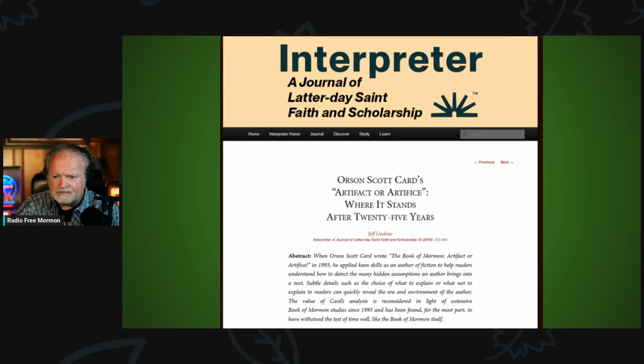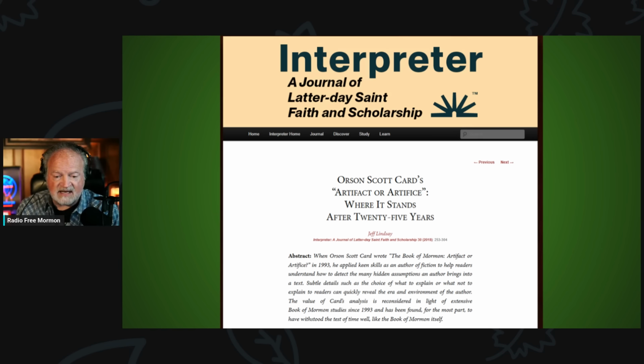So the next slide goes to this article, the one by Orson Scott Card that I had mentioned earlier. And he wrote it back in 1993. About 25 years later, I think it was, Jeff Lindsay, a Mormon apologist, wrote an article published in The Interpreter, a journal of Latter-day Saint faith and scholarship, about this significant article that Orson Scott Card wrote. It's called Artifact or Artifice. That is the name of the article. And the question in this essay is where it stands after 25 years.